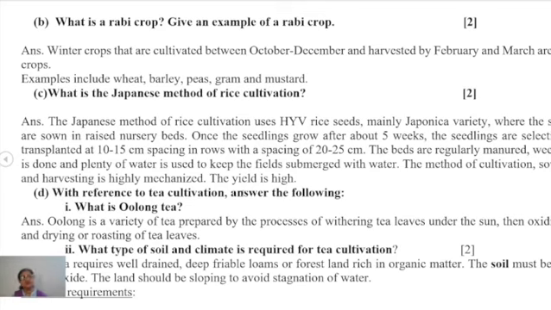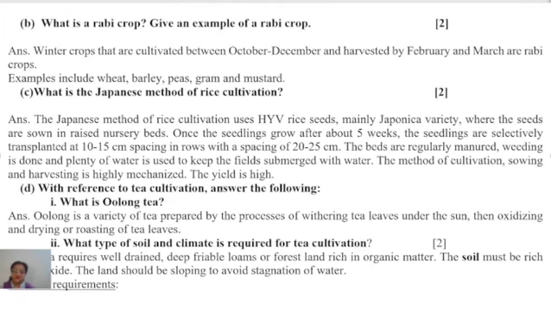The beds are regularly manured, weeding is done, and plenty of water is used to keep the field submerged underwater. The methods of cultivation, sowing and harvesting are highly mechanized in this method. Naturally, with HYV seeds and mechanized farming, the total production is going to be very good. That is why the yield of rice is increased much more in the Japanese method of rice cultivation.